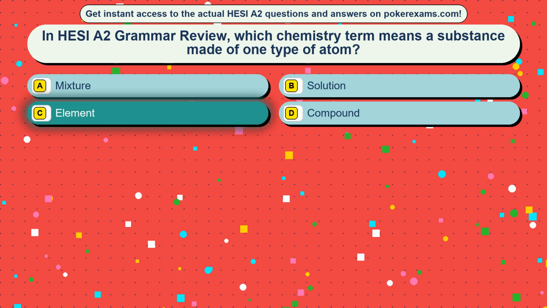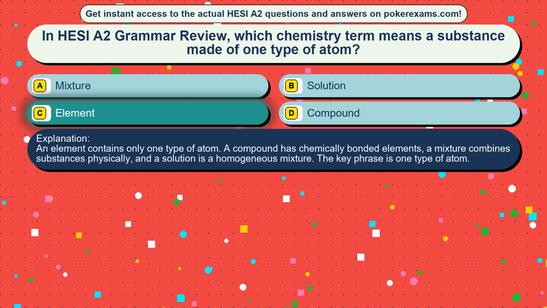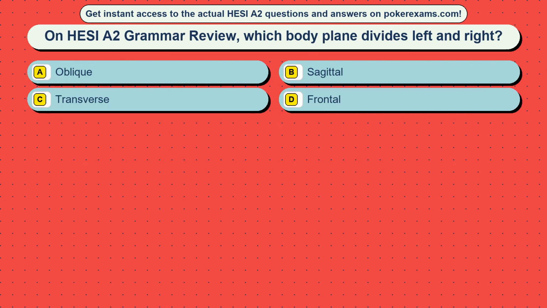The correct answer is option C, element. An element contains only one type of atom. A compound has chemically bonded elements, a mixture combines substances physically, and a solution is a homogeneous mixture. The key phrase is one type of atom. Question 4. On HESI A2 Grammar Review, which body plane divides left and right?